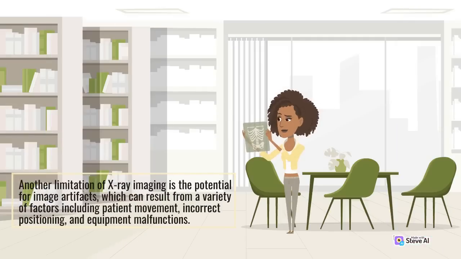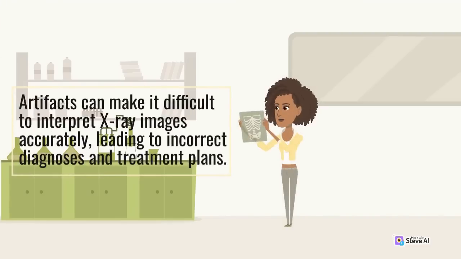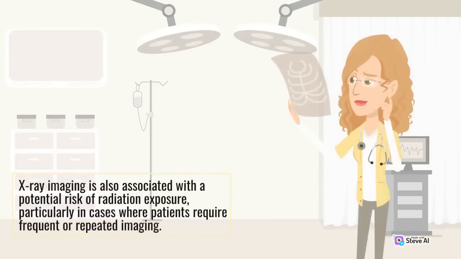Another limitation of X-ray imaging is the potential for image artifacts, which can result from a variety of factors including patient movement, incorrect positioning, and equipment malfunctions. Artifacts can make it difficult to interpret X-ray images accurately, leading to incorrect diagnoses and treatment plans. X-ray imaging is also associated with a potential risk of radiation exposure, particularly in cases where patients require frequent or repeated imaging.